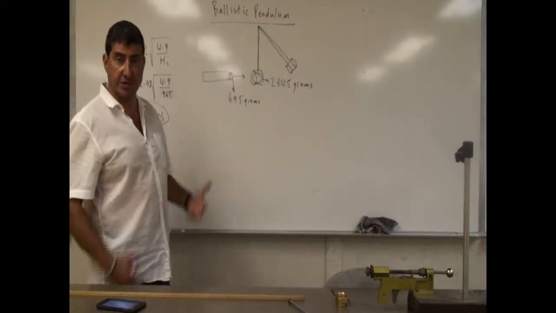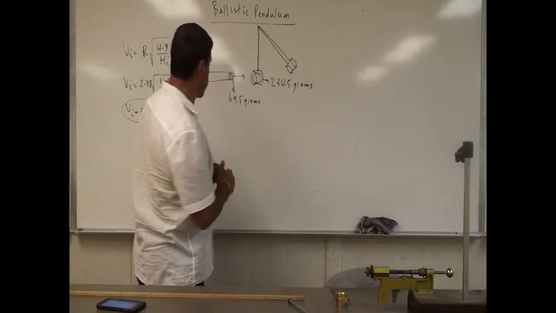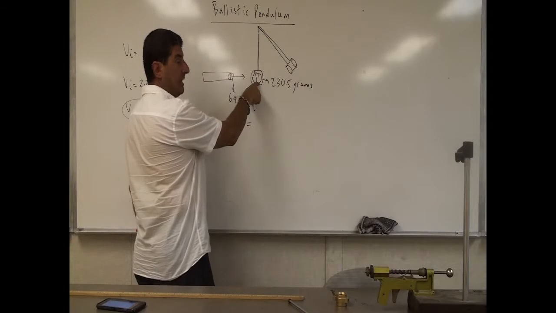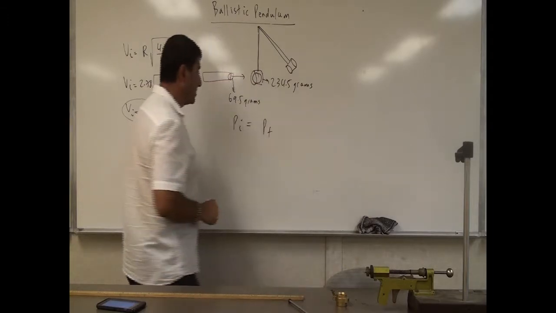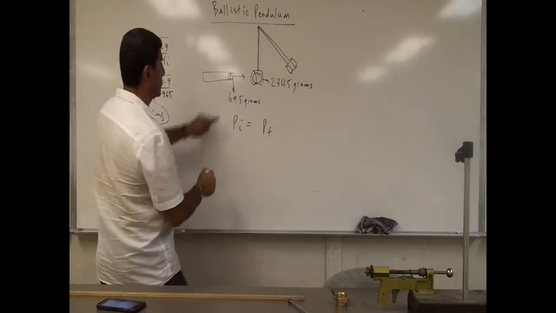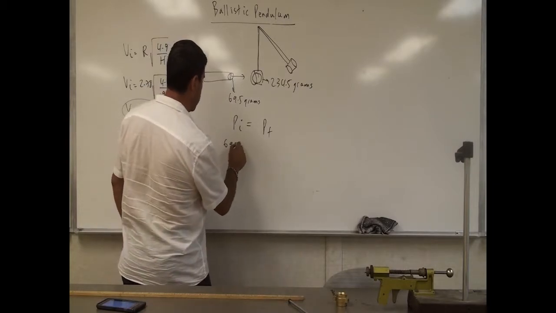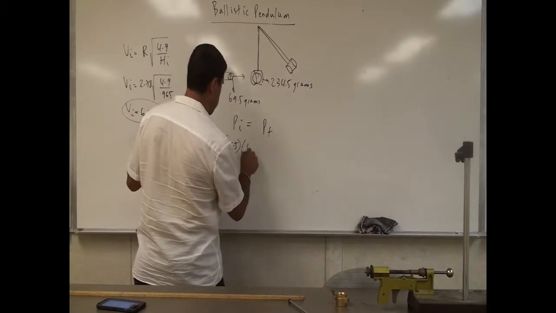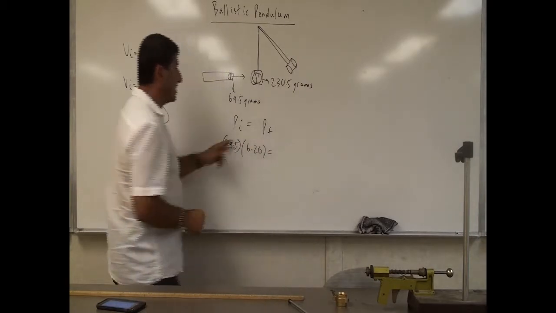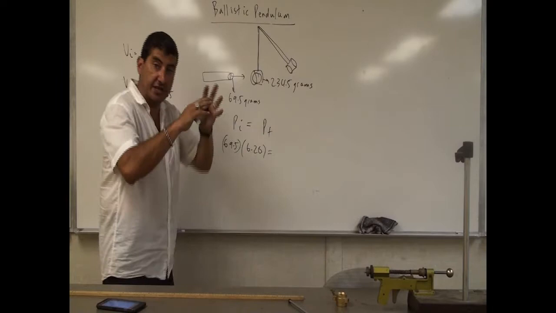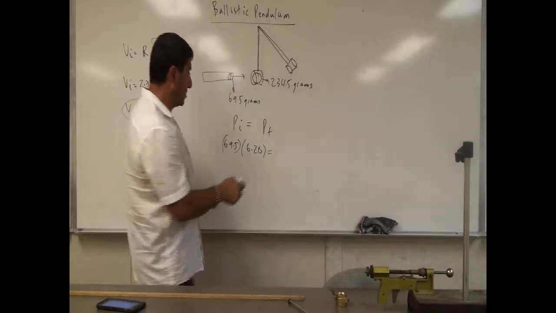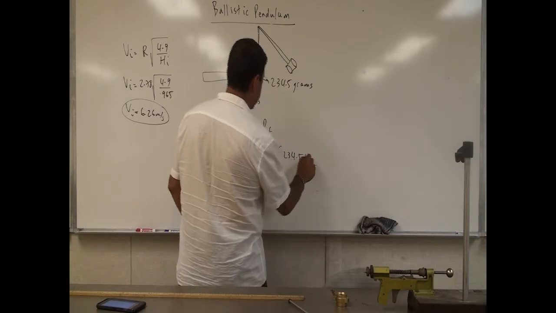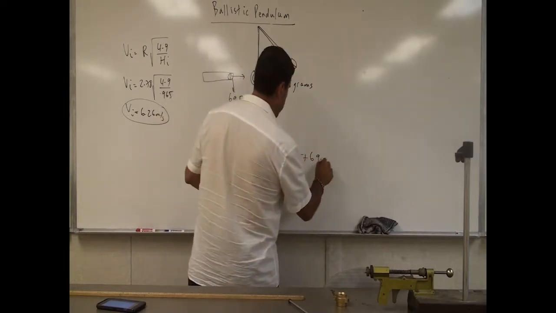So let's estimate what's going to happen here. When this comes out, it's going to have a momentum, P initial, and then it gets embedded into this object. It has a final momentum. So the initial momentum is going to be its mass, 69.5 grams, times the velocity, which is 6.26, right? Then it gets embedded into that, so together they form a system, and their combined mass is going to be 234.5 plus the 69.5 grams.